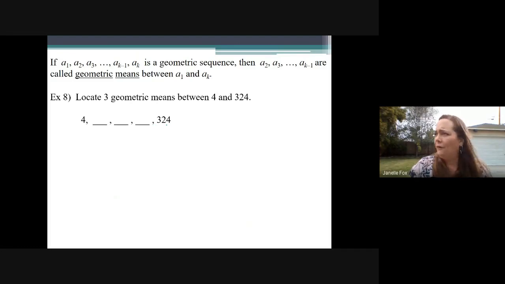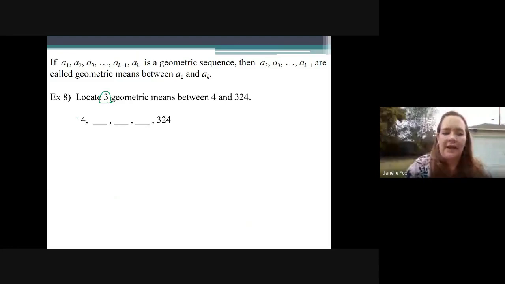comma, 324. Hey, folks, quick question, like sidebar. Is the number always 3 when we do the geometric means and arithmetic means? No, this is just a coincidence. You can have as many as you want, and the homework is going to have you do all different kinds of them. But 3 is kind of like a popular number that we like to do. Okay, so we're back. Sidebar over.